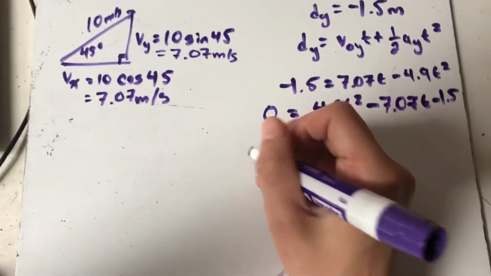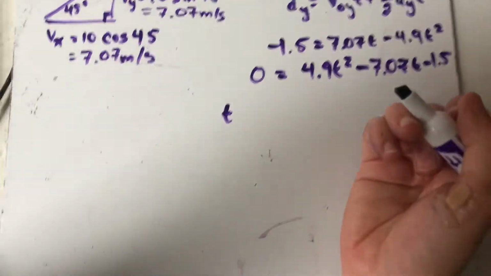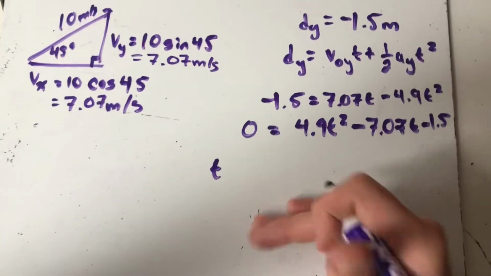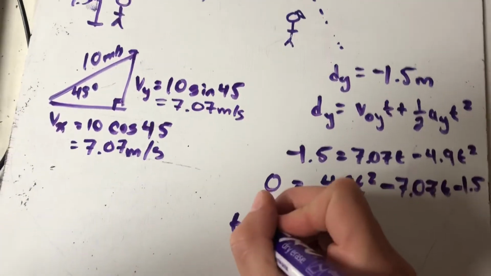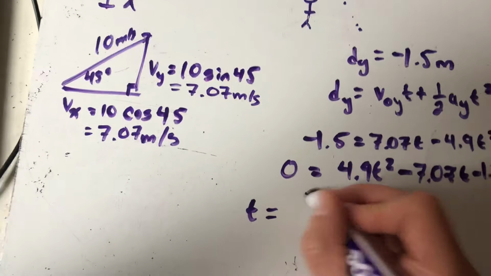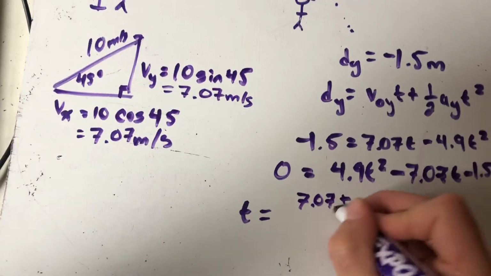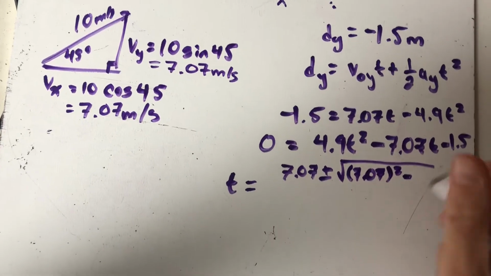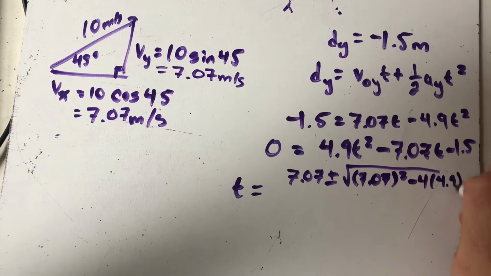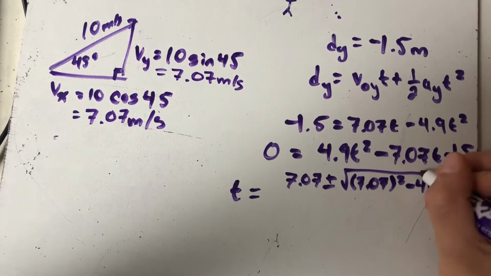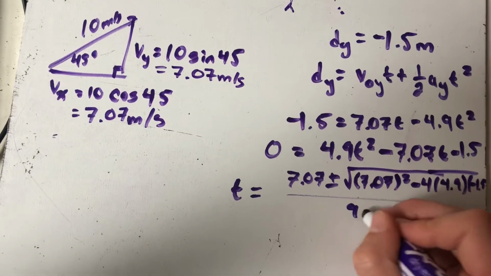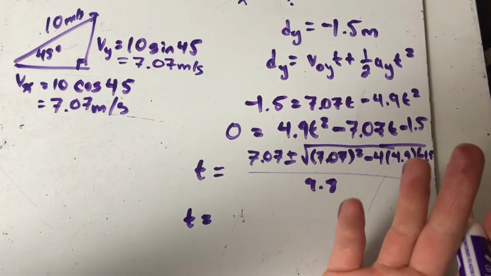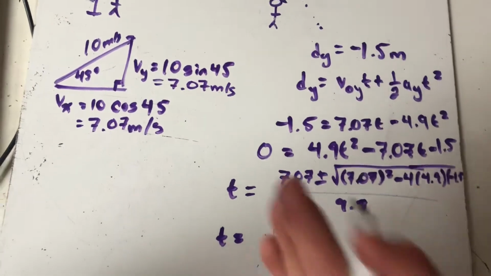And you can plug this into your Pythagorean equation, I keep saying Pythagorean equation, Pythagorean theorem. This is the quadratic formula, pal. Gosh, it's a good thing it's just you watching this, huh, Ethan? Okay. So this is negative b, so 7.07, plus or minus the square root of b squared, so 7.07 squared, minus 4ac, which is negative 1.5. Awesome. All over 2a, which is 9.8. So we plug this into our quadratic equation.